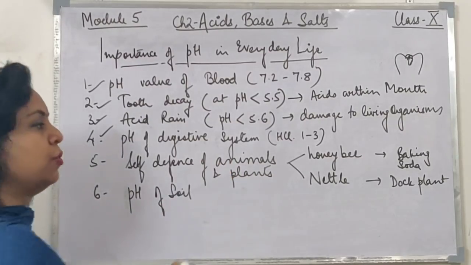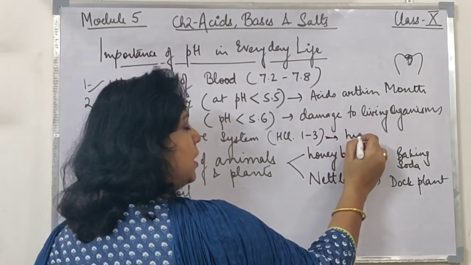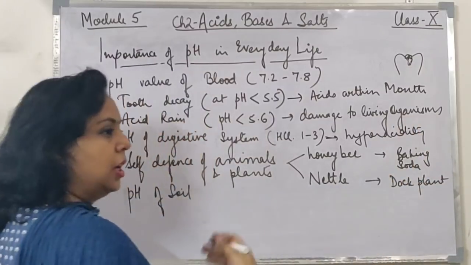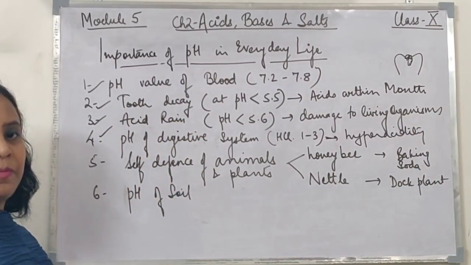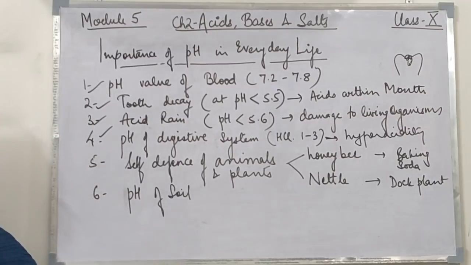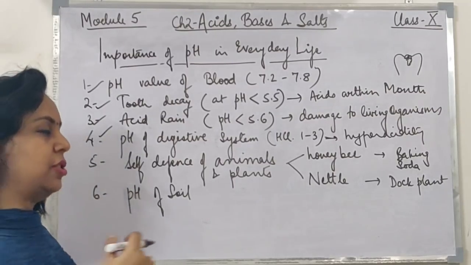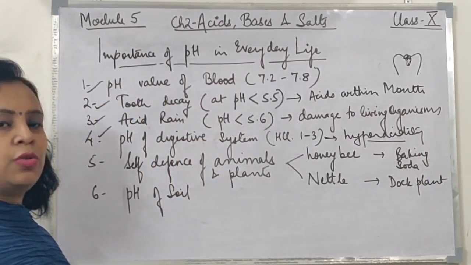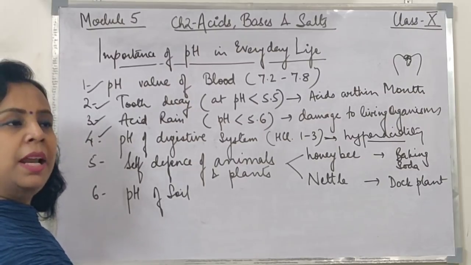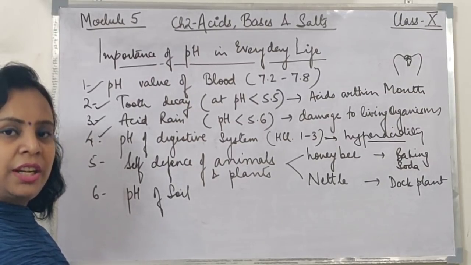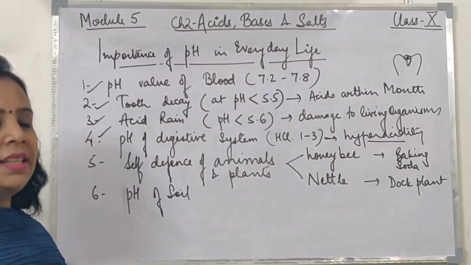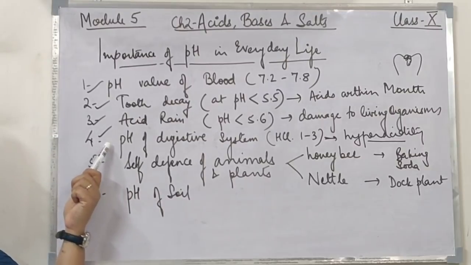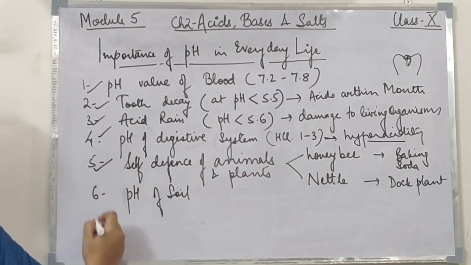What happens? You must have come across this term called hyperacidity, and sometimes reflux also occurs. Acid comes up to the esophagus, causing a burning sensation in the chest region. This is called hyperacidity, and we have commonly used substances like ENO, milk of magnesia, and Digene. All these are basically antacids which neutralize this hyperacidity and give relief to the system. So once again, the role of pH.